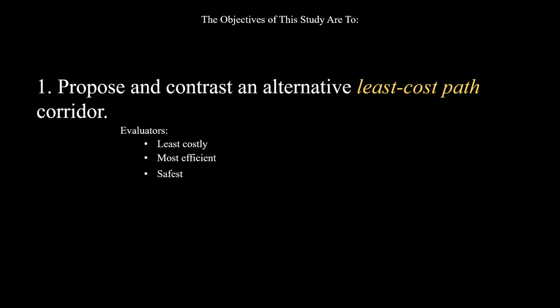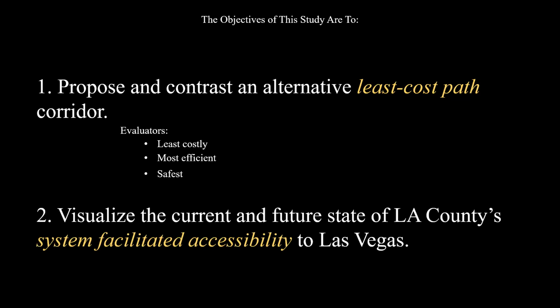Second, I conducted a system-facilitated accessibility analysis of the current and future states of Los Angeles County. In this study, system-facilitated accessibility is described as the level of effort required for an entity to travel among a transit network. And the current and future statuses refer to the existing road and highway network and the anticipated inclusion of the new railway to that same network.